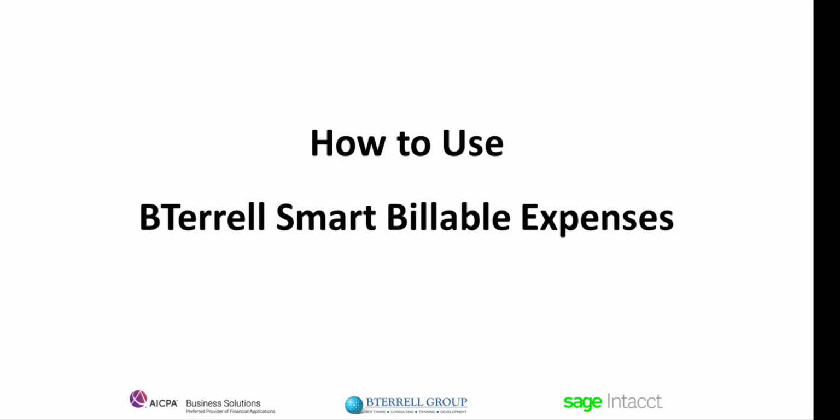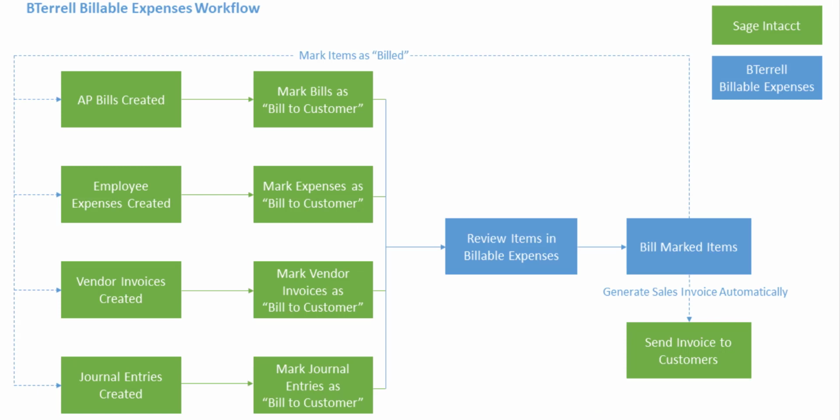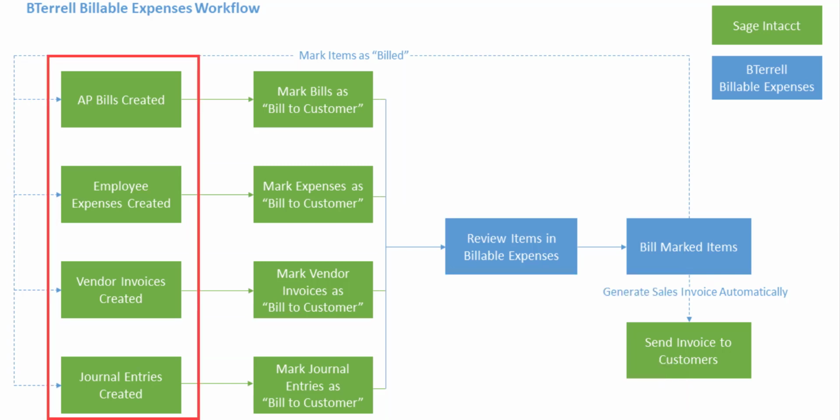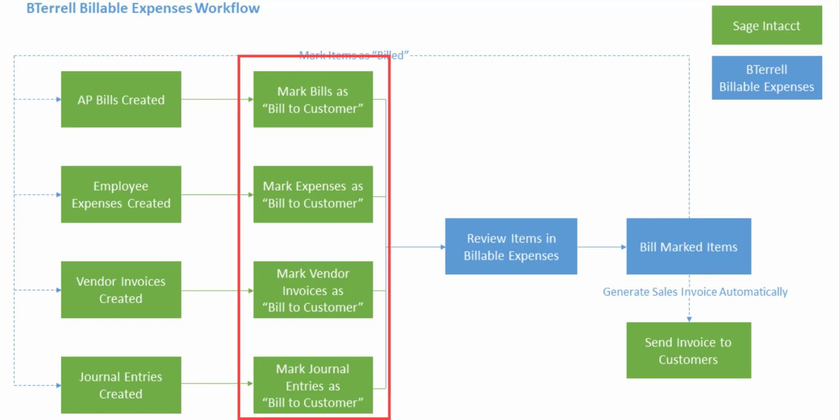Before I start to show you how to use billable expenses, I would like to share with you the billable expenses workflow. We can assign billable expenses to a customer from 4 functions within Sage Intacct: pay bills in the Accounts Payable module, employee expenses in the Time and Expenses module, vendor invoices in the Purchasing module, and journal entries in the General Ledger module. Create transactions from one or each of these 4 functions. At the same time, we will mark all transactions as Bill to Customer.